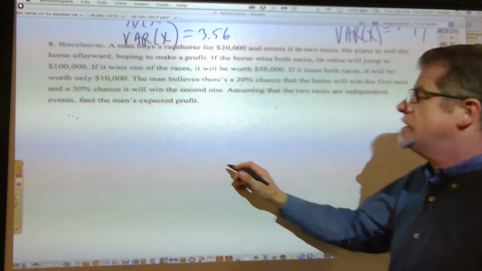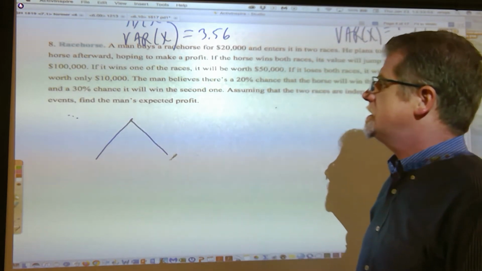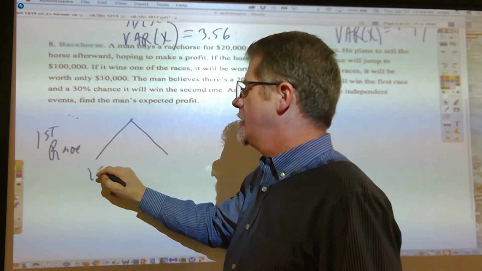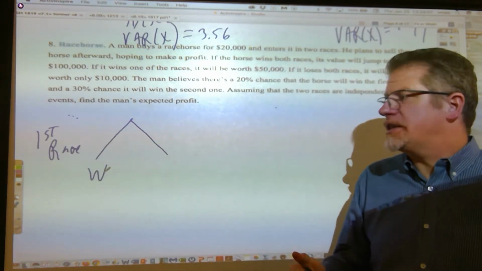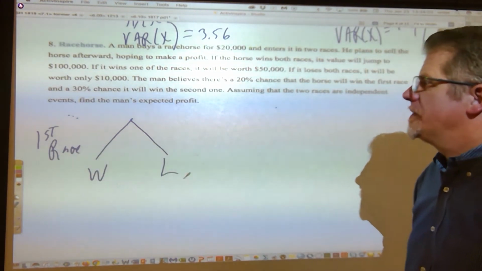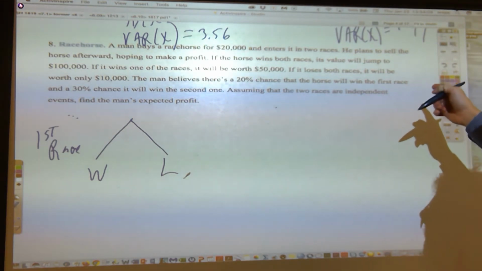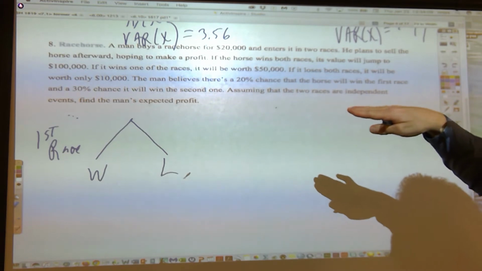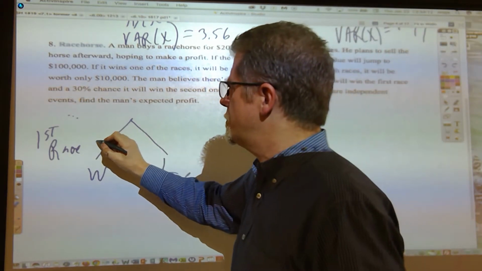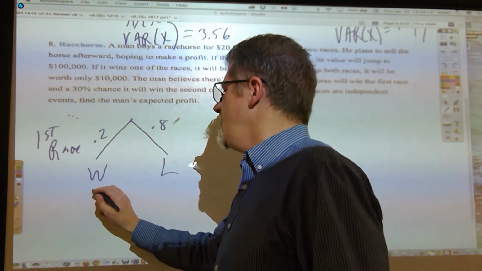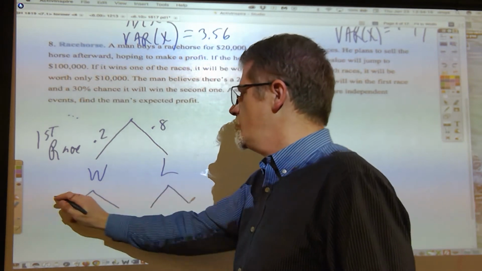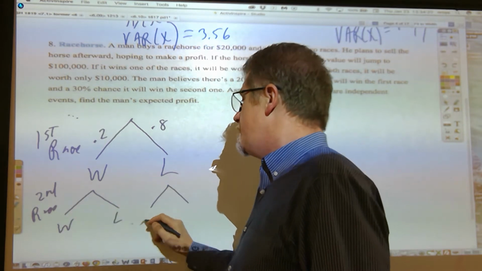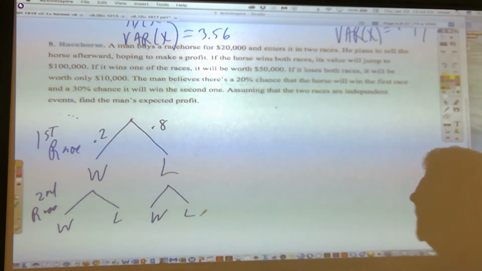Man believes, okay, so now let's tree diagram this to find out what the possibilities are. Because the first race, friends, let's go first race. The way I think about this is that the first race will be either win or lose. And he thinks that, I mean, those are the only 2 possibilities. He thinks there's a 20% chance that it will win the first race, so 0.2, 0.8. And then if it wins the first race, the second race will be the lower half of the tree diagram. Second race will be either win or lose. It's kind of a binary thing.